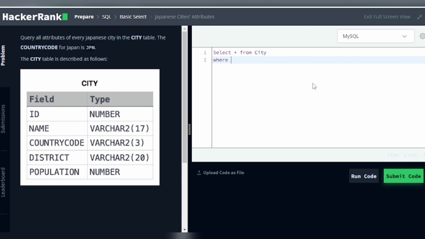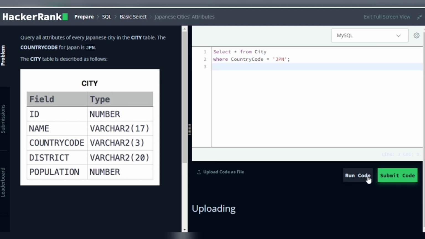WHERE country code is equal to 'JPN'. Let's check. Processing is happening.